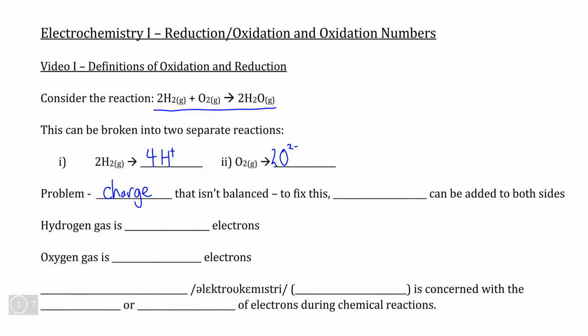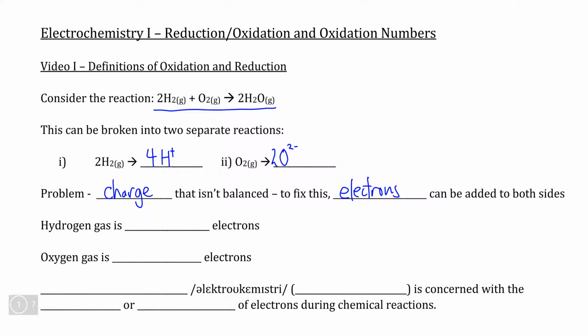The problem is, if we just look at these two reactions here, we can see that the charge isn't balanced in the case of either reaction. So in order to balance out the charge, in order to negate the positive charge in the hydrogen equation and balance the negative charge in the oxygen equation, we can simply add electrons to either side of the equation, as electrons are where most charge comes from anyway.